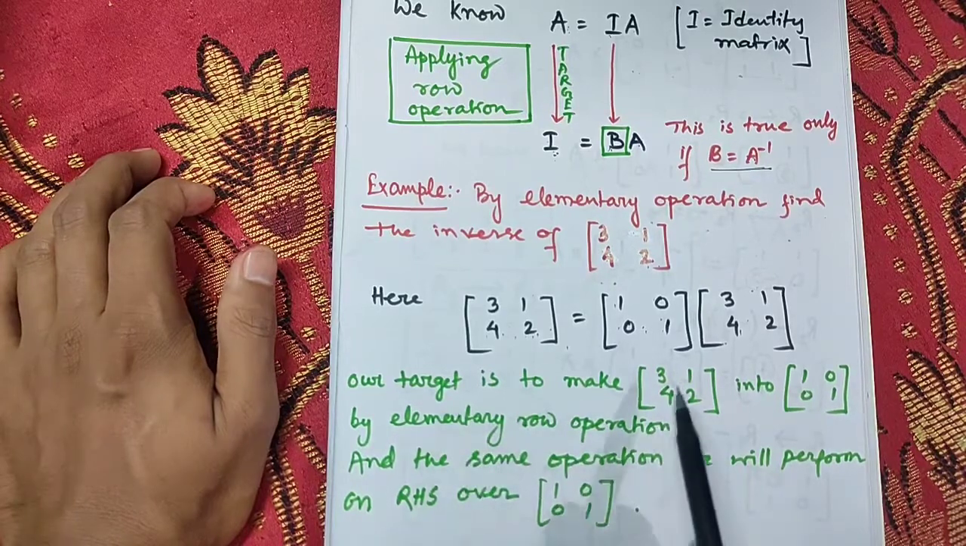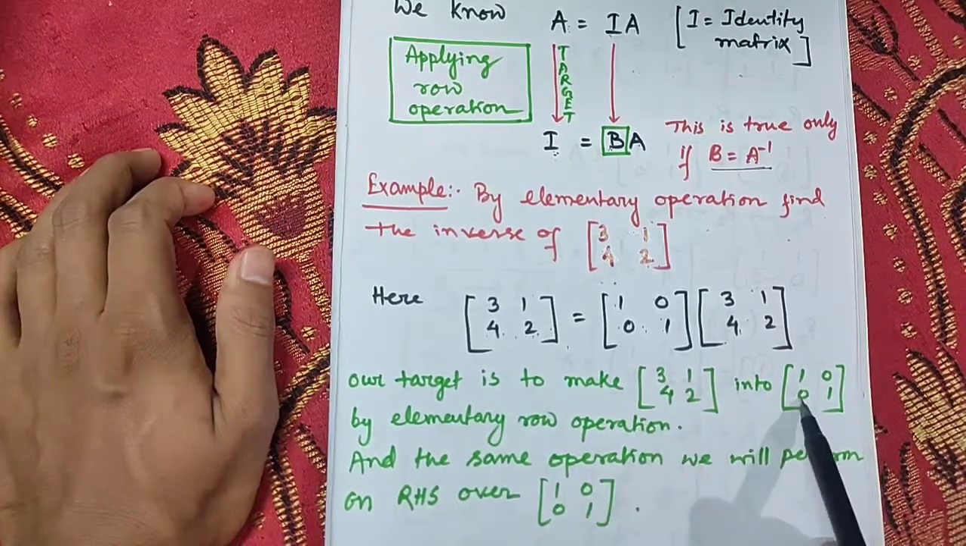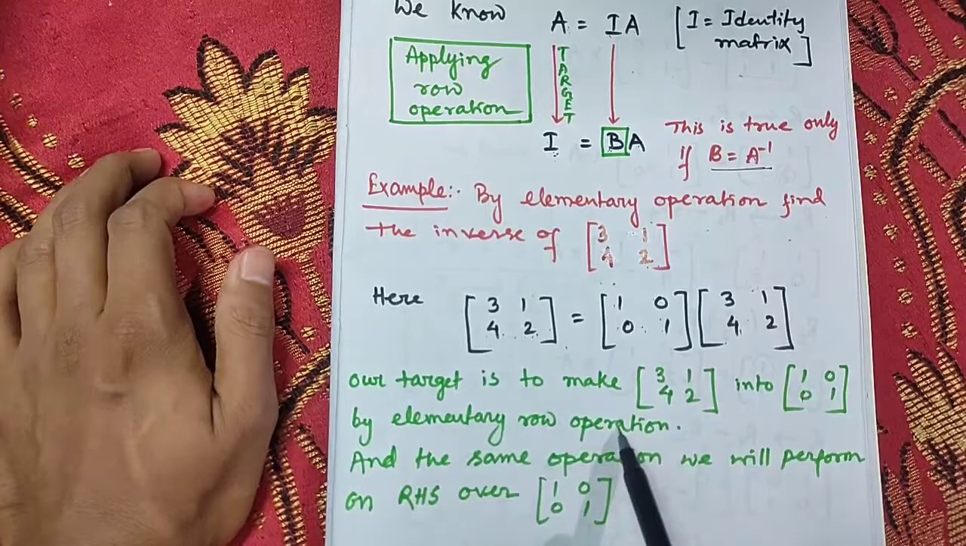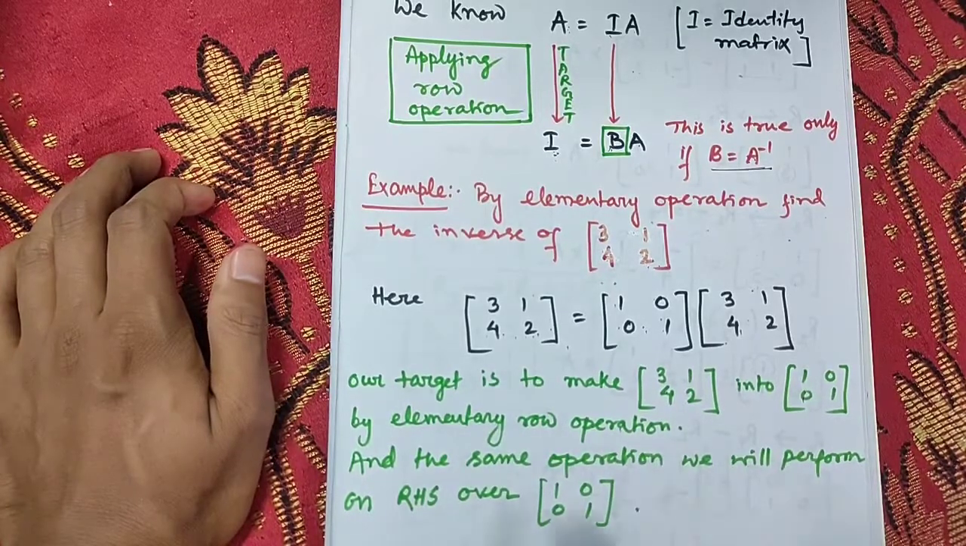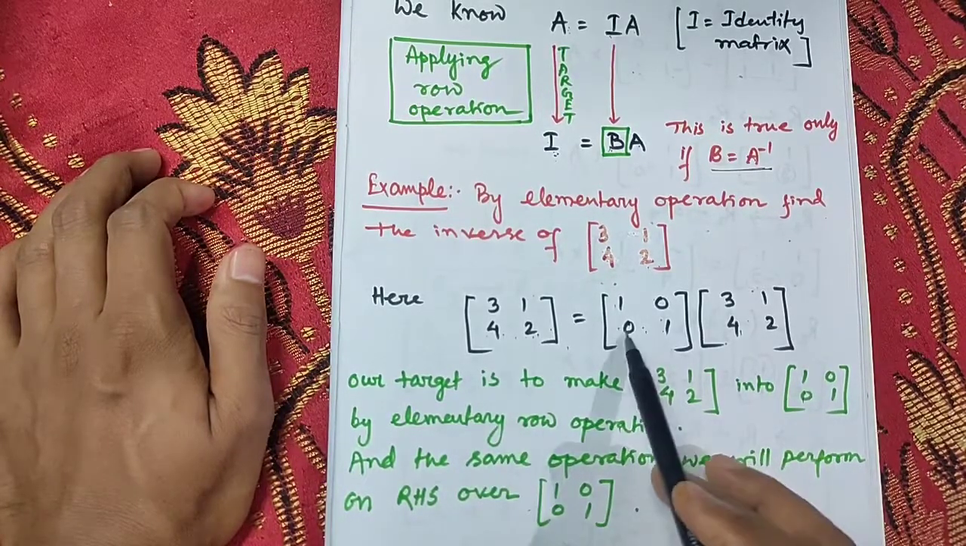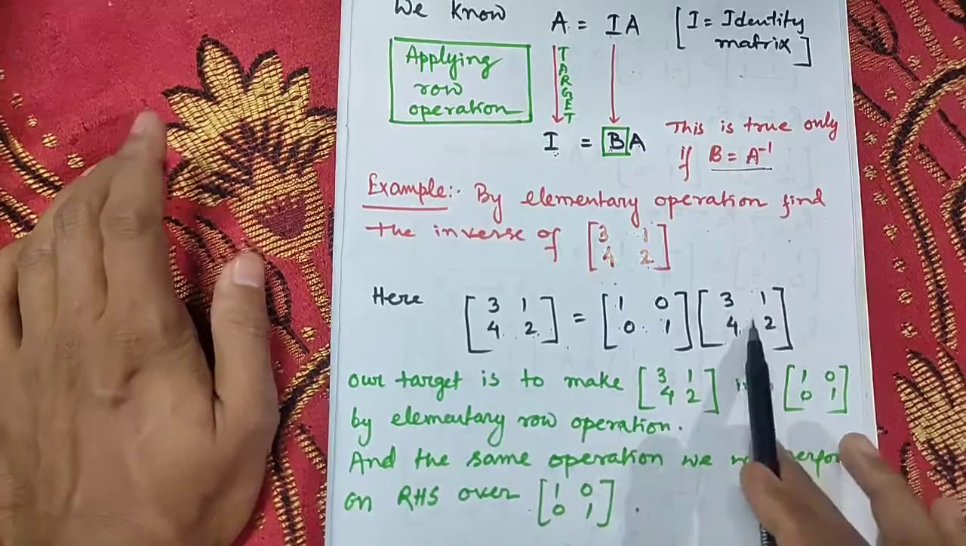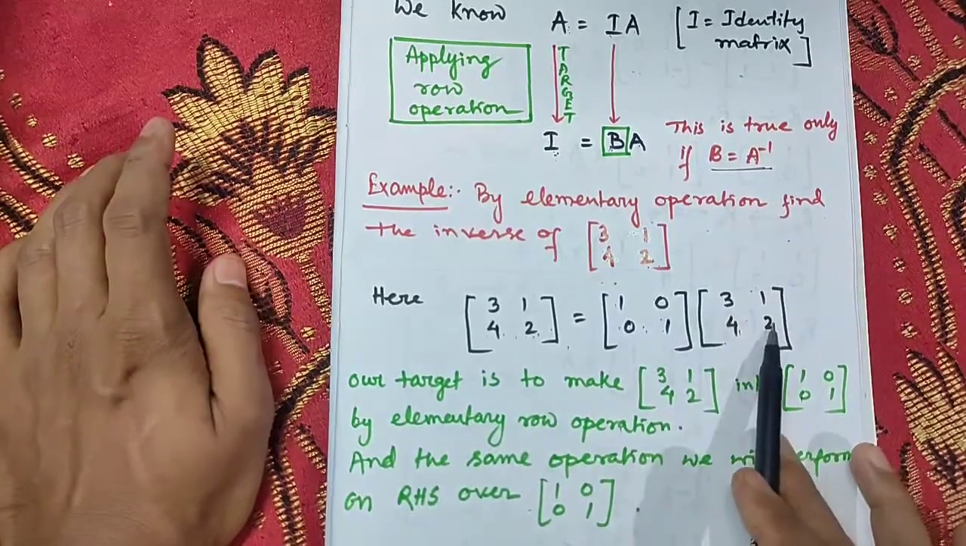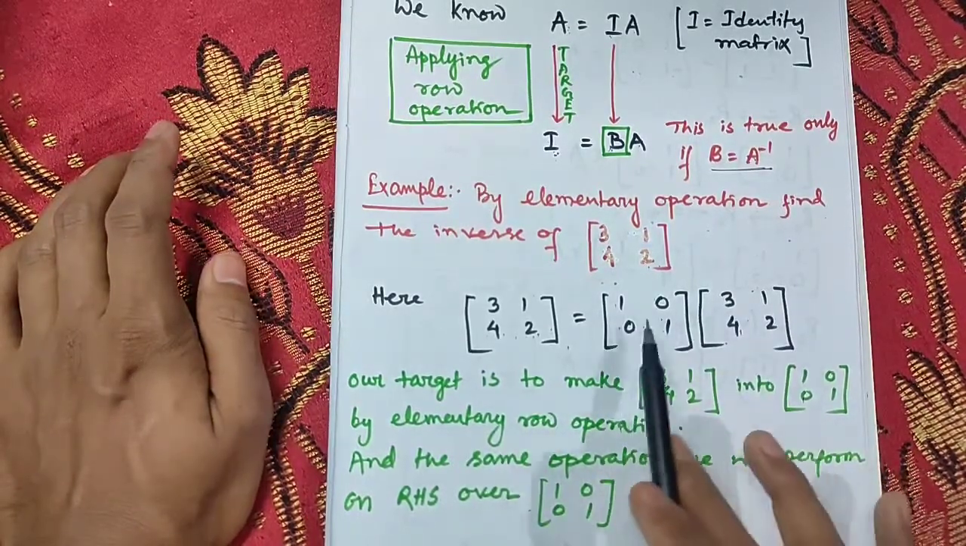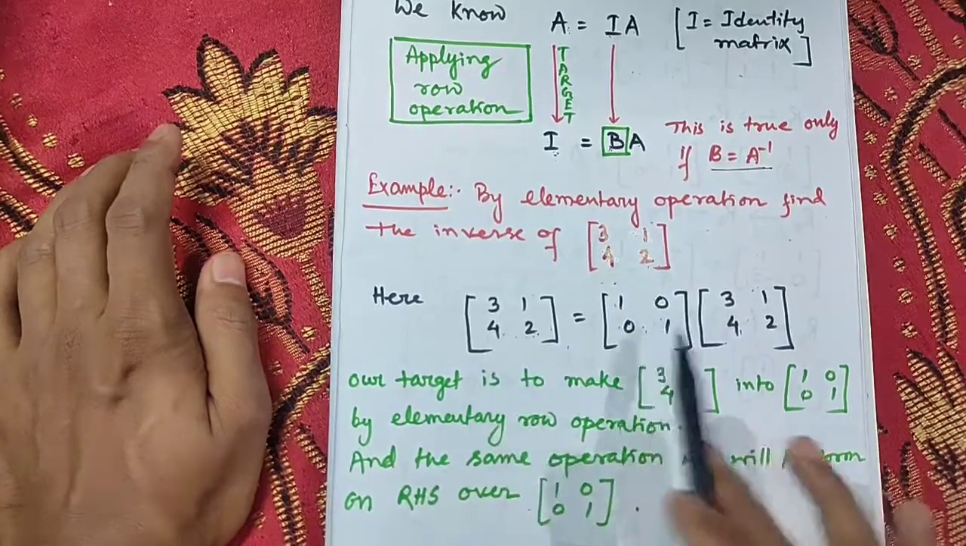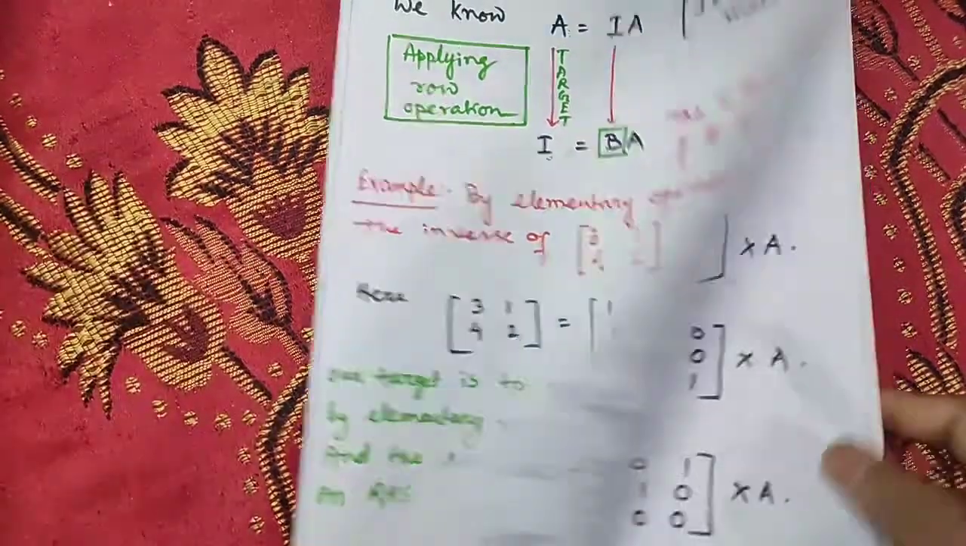So here our target is to make this into this by elementary row operation, and the same operation we have to perform in the RHS over this. This we will keep as it is. No need to change this. Only the operation we have to apply here and here. Now let's see how to operate.